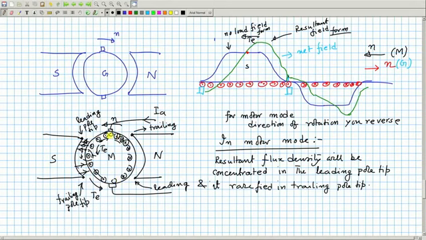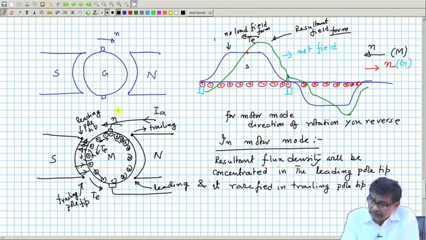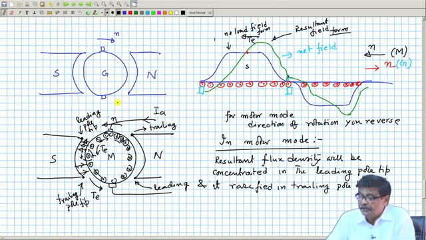However, this cross and this dot will give a current here and flux there, and it causes problems. To compensate for that, you have to bring interpolar winding. Small thin pieces of poles will also be placed here, which will be called interpoles.